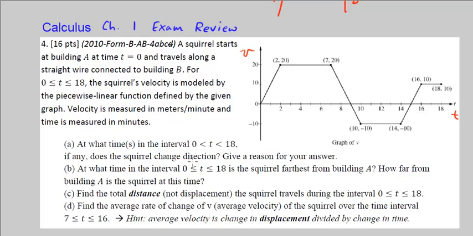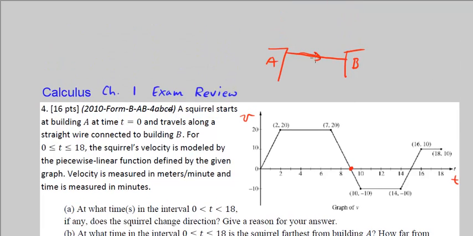the squirrel change direction? Well, we know when the velocity is positive, it's going in one direction, and when it's negative, it changes. So at this point, it goes from going one way along the wire, and then it turns around. So at that point, the little squirrel turns around right there. We know t right there is 9, and then it turns around once more at t is 15.